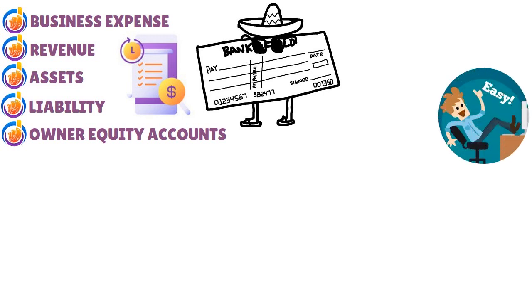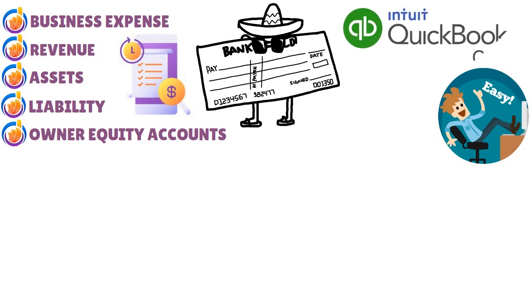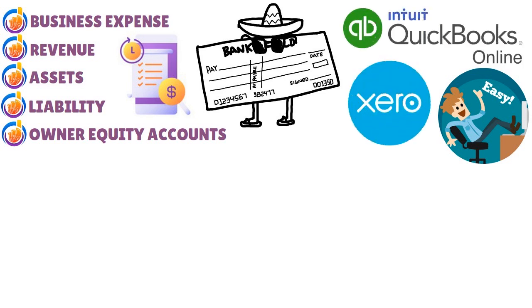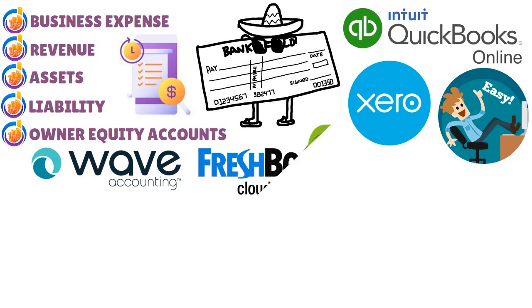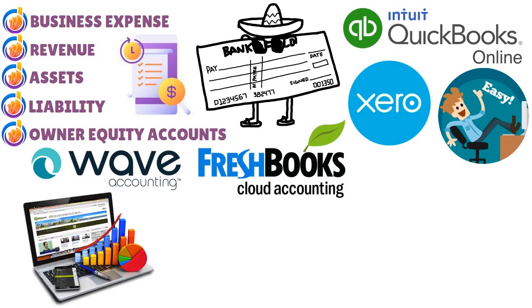You can just have accounting software such as QuickBooks Online, or Xero, Wave, or FreshBooks. All those accounting software tools will help you satisfy the accounting equation, which I talked about earlier: total assets equal total liabilities plus total equity. Okay, so this is what it is.